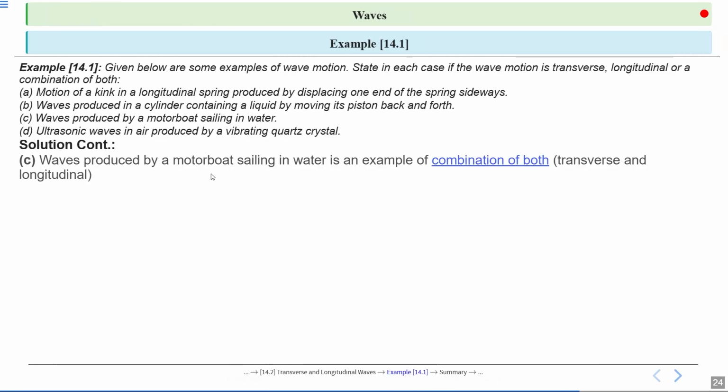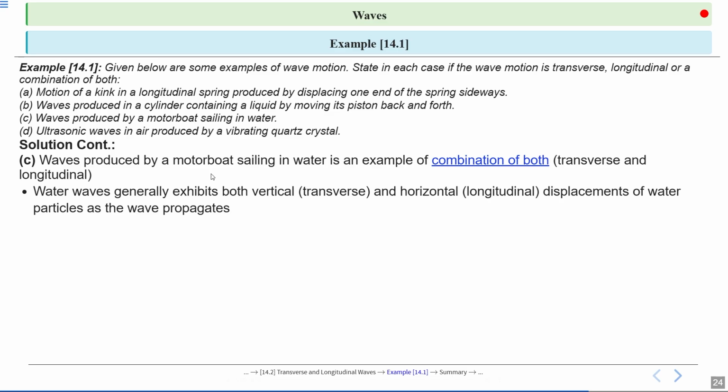Now, C. Waves produced by a motorboat sailing in water are actually a combination of both transverse and longitudinal waves. This means that the water particles move both up and down, transverse, and back and forth, longitudinal, as the wave passes. So, water waves involve both vertical and horizontal displacements of the water particles. As the wave moves, each water particle follows a roughly circular path, combining both up and down and back and forth motion. This is why we say water waves are a combination of transverse and longitudinal waves.